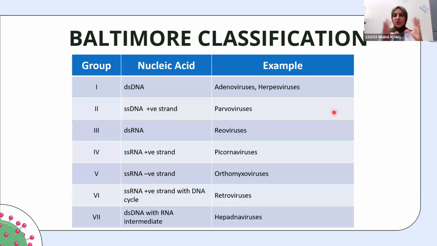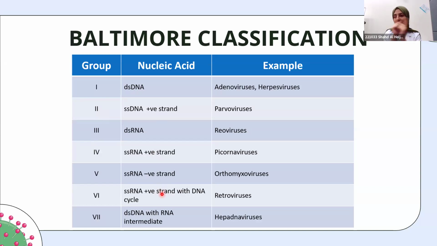Now, this is a general classification. So the Baltimore classification will divide the viruses into different groups. For now, all you have to remember is that you have all those groups. Group number 1 is double-stranded DNA. Number 2 is single-stranded DNA, which is a positive strand. 3 is double-stranded RNA, and so on.